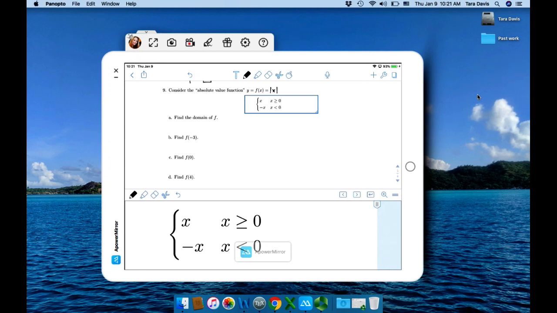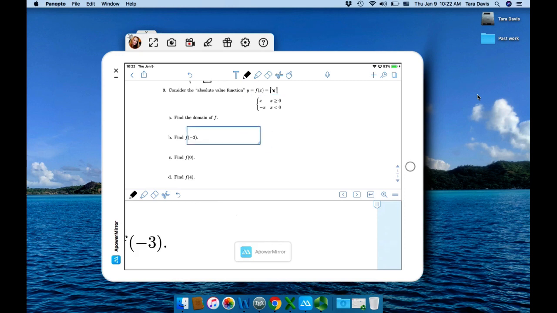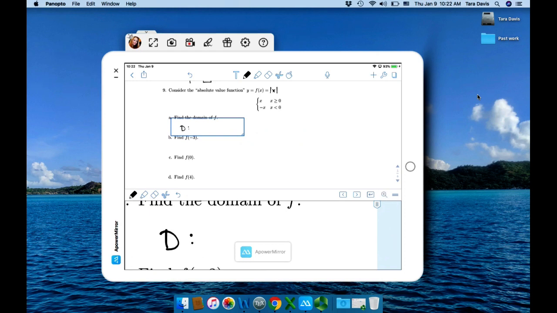So the first thing is to find the domain of this function. But you see both of these equations, I'm allowed to plug any number in. There's no denominator or any problem. So the domain of this function is all real numbers. I can plug anything I want in.